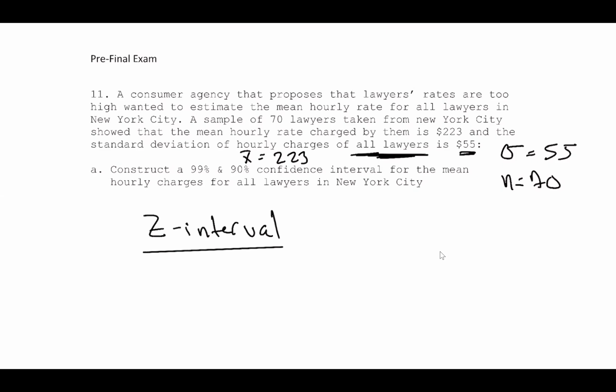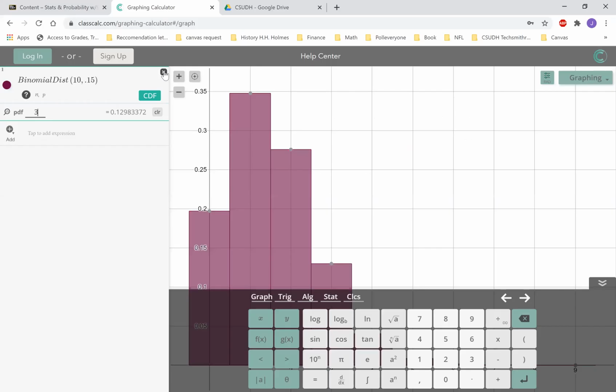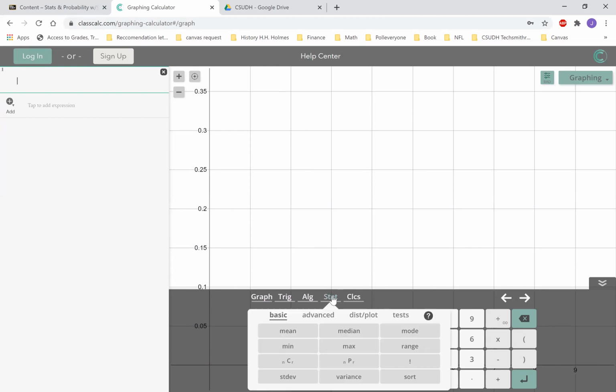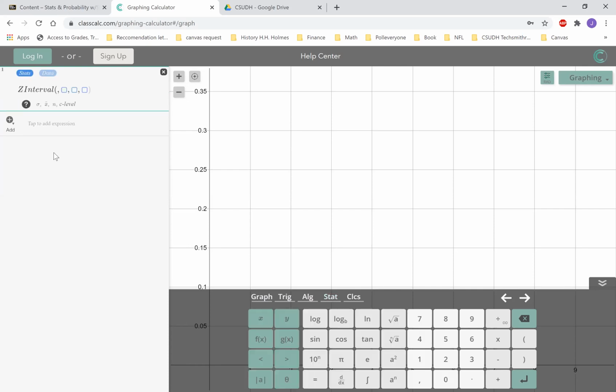And we're gonna use the Z interval in class count. So let's go over to class count. So right here, we'll X out this. So we go to stats, we'll go to test, and we'll do a Z interval. There we go. So we put sigma, which is 55. We put X bar, which is 223. We put N, where N is 70. And lastly, we put confidence level, which we'll do is 0.90.